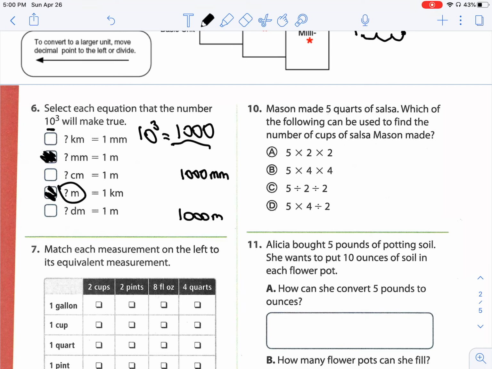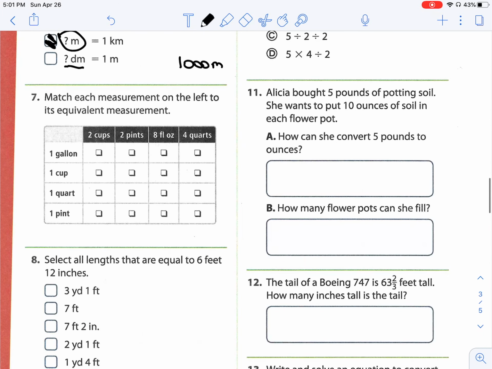And I'm just going to tell you that the next one is not right either. You can still figure it out because we know that 1 meter is equal to 1,000 millimeters, not 1,000 decimeters. Okay, match each measurement on the left to its equivalent measurement.